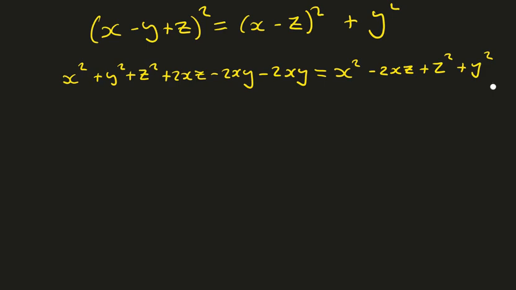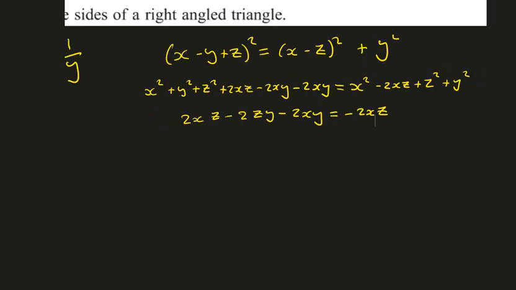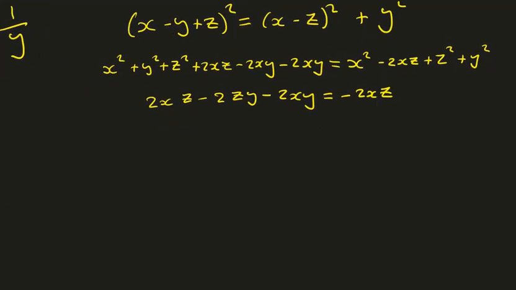I mean, the x's and the z's and the y's all squared, they cancel, right? So if we do that, we are going to be left with the following. 2xz minus 2zy minus 2xy is equal to minus 2xz. Okay, now then, we're getting there. Let's just add the 2xz to the other side. And so we'll have 4xz minus 2zy minus 2xy equals 0.